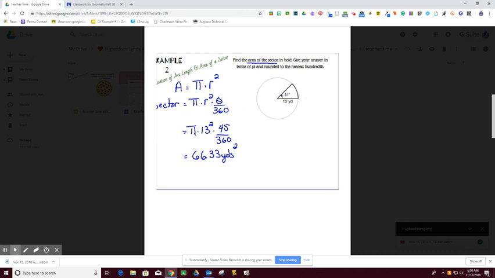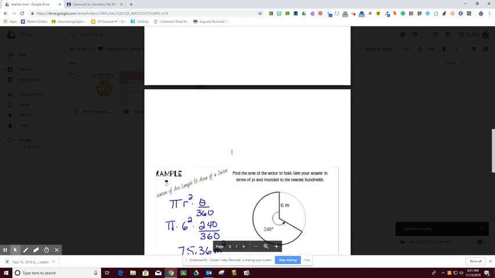So I'm going to say pi times my radius, which is 13, squared, times the part of the circle I care about, which is 45 over 360. And when I put that in my calculator, I get 63.33 yards squared. Because this is the area, I make sure that I square the units.